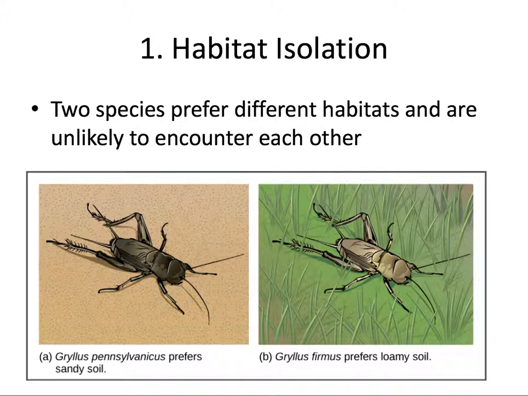The first is called habitat isolation. Here we can see two insects that are separate species and remain separate because they prefer different habitats. This one prefers sandy soil, this one prefers loamy soil, so they never come close to each other so that they reproduce with each other. They are reproductively isolated because of habitat isolation.